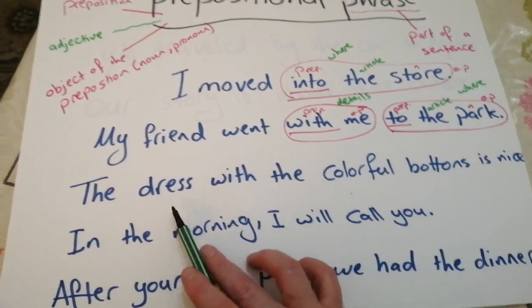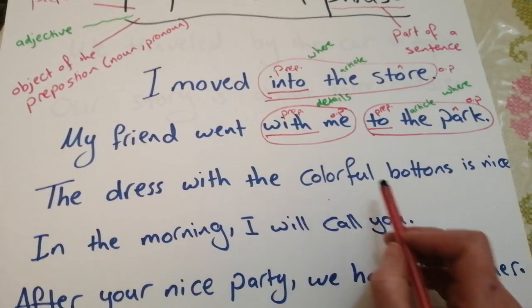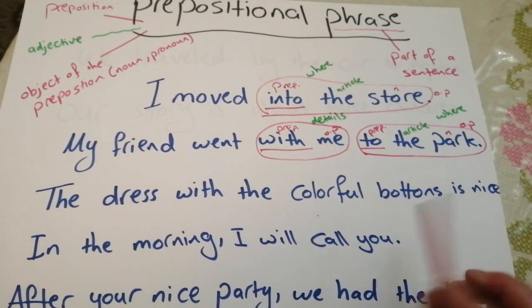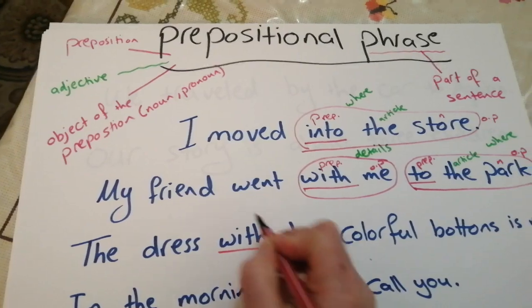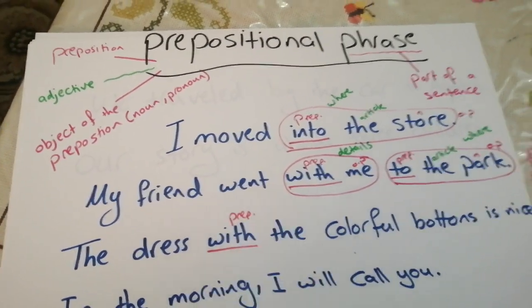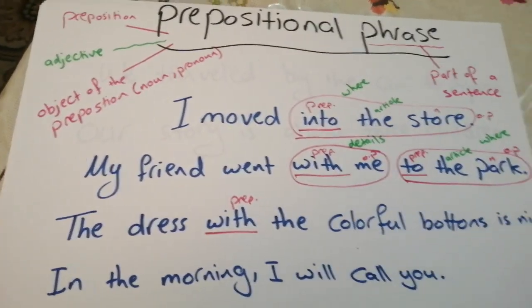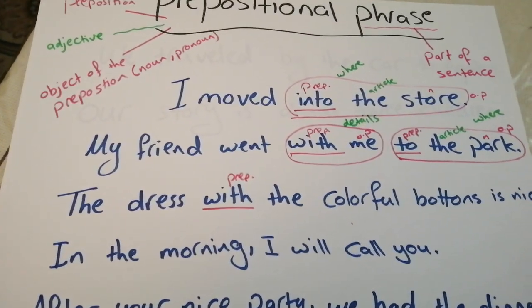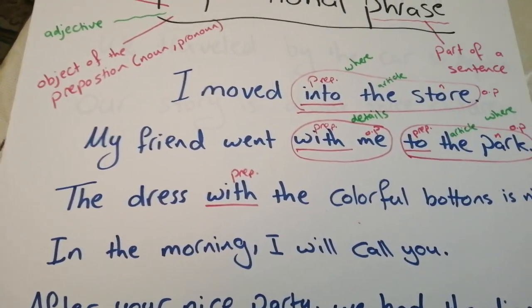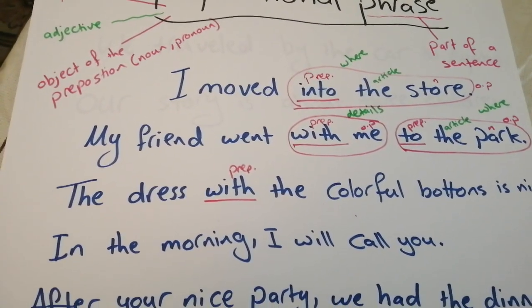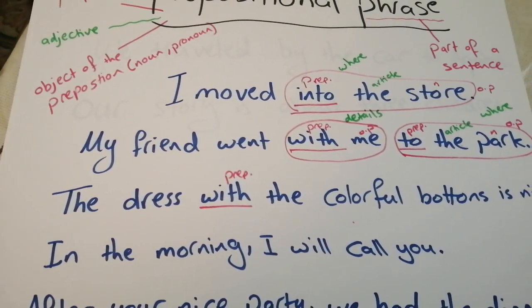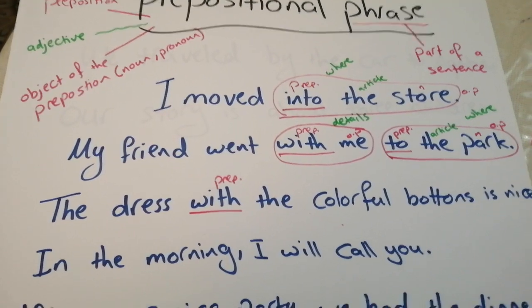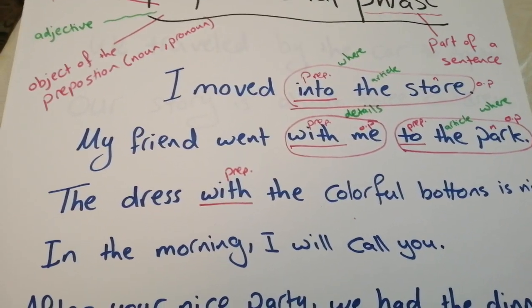Okay, now: the dress with the colorful buttons is mine. Where is the preposition here? With, it is the preposition. Where is the prepositional phrase? Be careful. When you want to decide where the prepositional phrase is, it should start with the preposition, it should end with the object of the preposition, and it could be a noun or a pronoun. It shouldn't be the whole sentence, only part of the sentence.